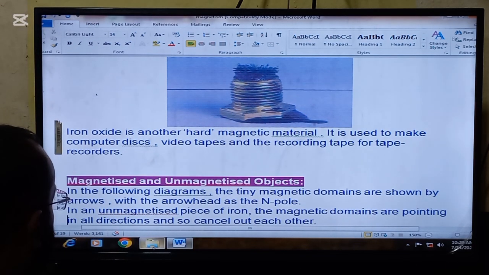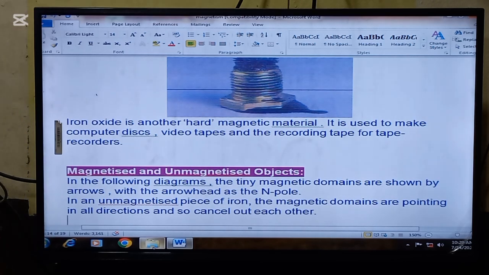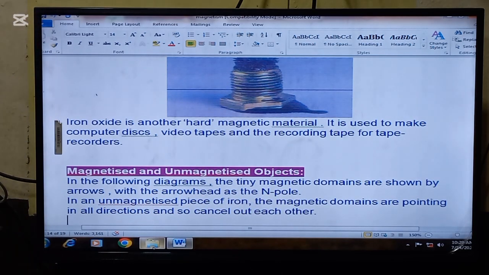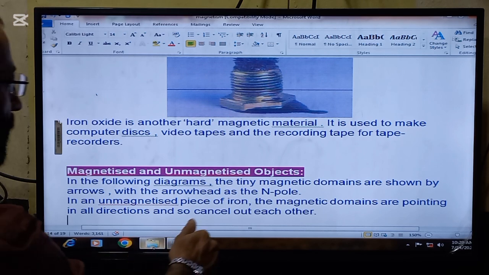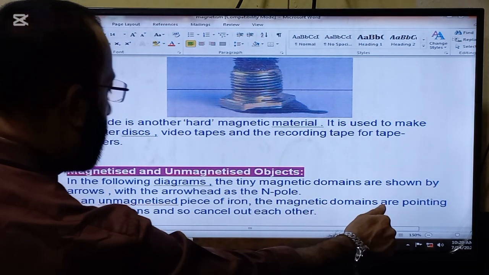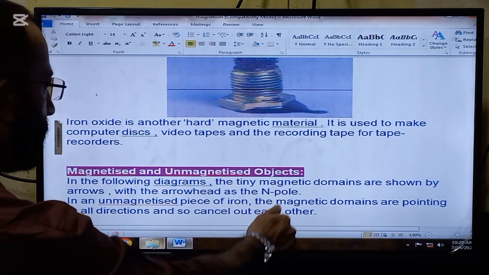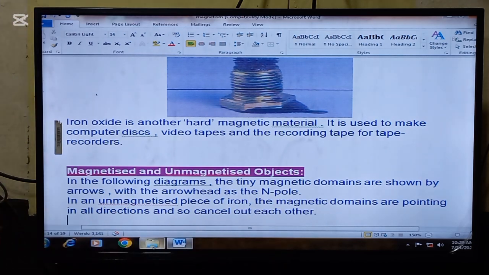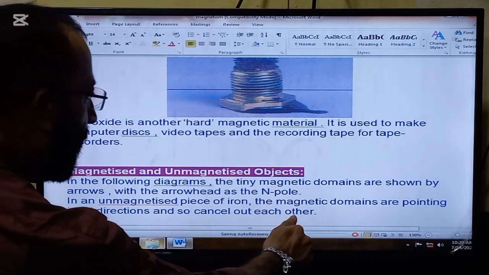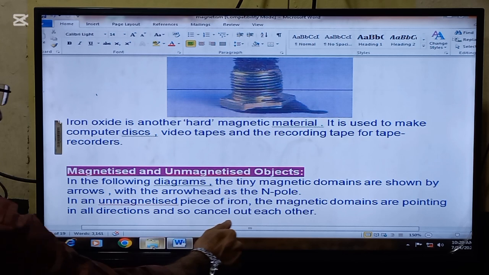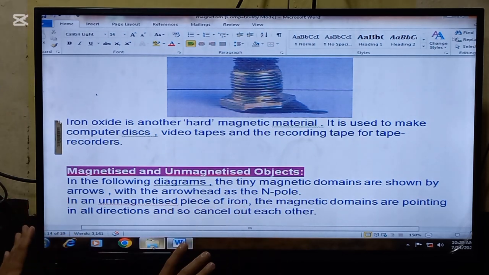The next thing that we are going to read in the lecture is magnetized and unmagnetized objects. In the following diagram, the tiny magnetic domains are shown by the arrows with the arrowheads as the end pole. In an unmagnetized piece of iron, the magnetic domains are pointing in all directions and so cancel each other out. So this is a very important point to be noticed.